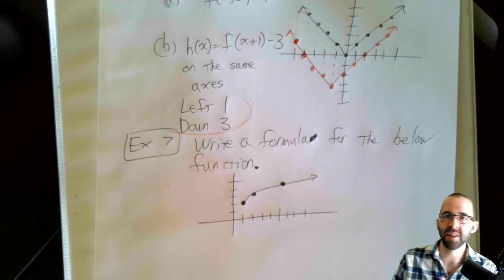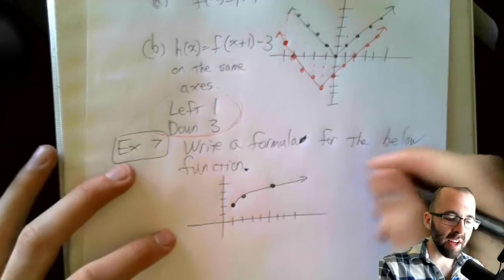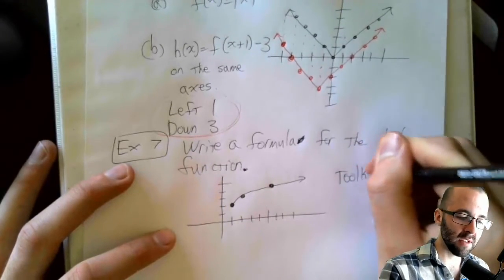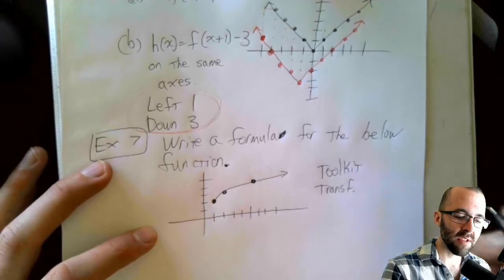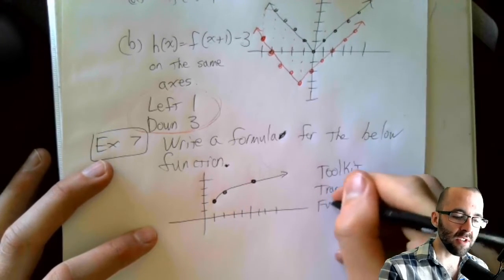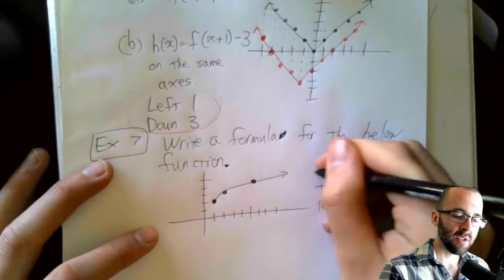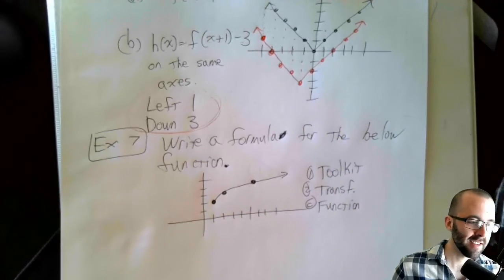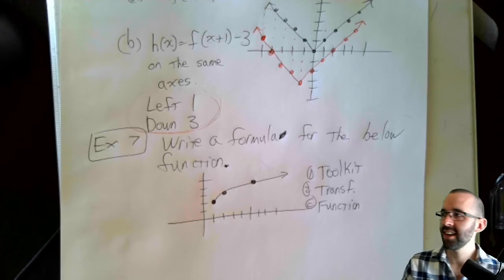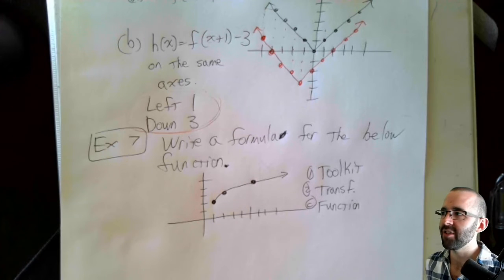So there's a couple steps here. First, we have to identify what the toolkit function is. And then we have to identify the transformations. And then we have to find the function. So as easy as 1, 2, C. So, what toolkit function is this? What function has that shape that we've talked about?